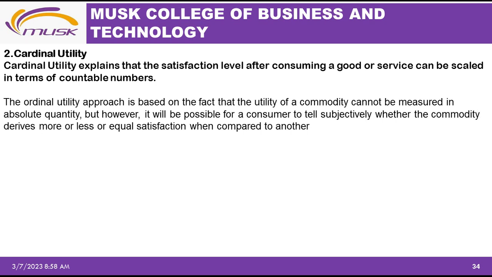And finally, we have cardinal utility, which states that satisfaction can be measured by countable numbers. This approach is based on the fact that the utility of a commodity cannot be measured in absolute quantity, but it will be possible for a consumer to tell subjectively whether the commodity derives more, less, or equal satisfaction when compared to another.